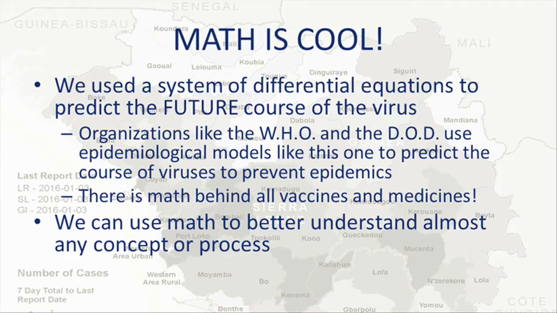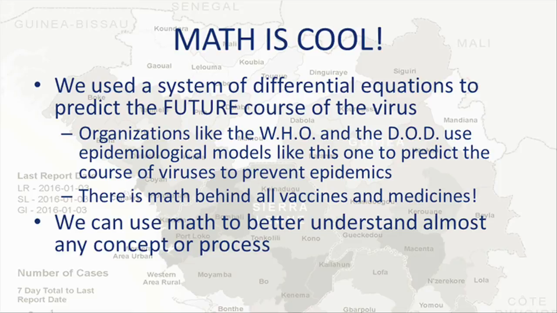They use them to predict viruses, predict epidemics. I'm sure if you Googled Zika virus epidemiological model right now, you'd find a ton on the internet. People really do use these to come up with vaccines and see if vaccines could cure, or not cure, but help curb an epidemic. And so there's math behind all vaccines and medications.